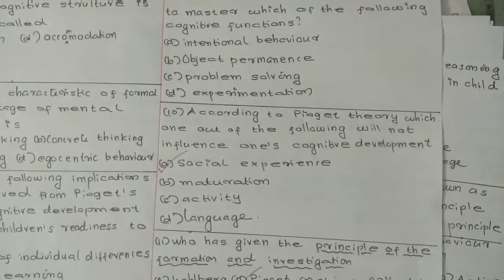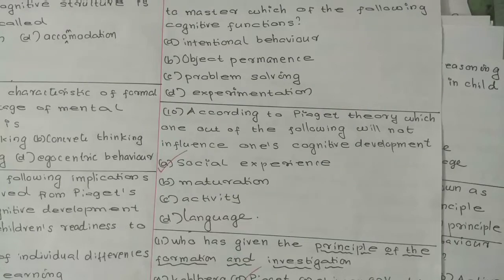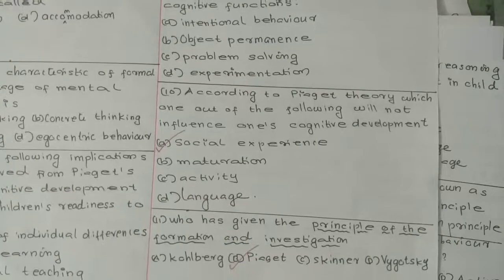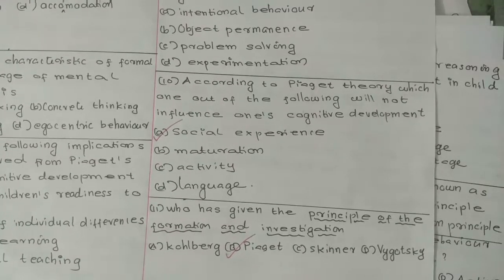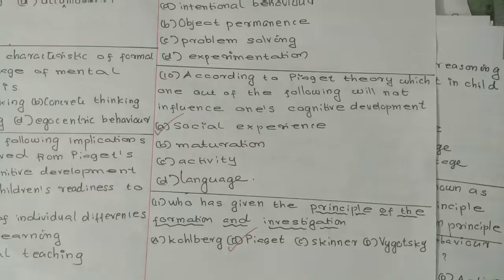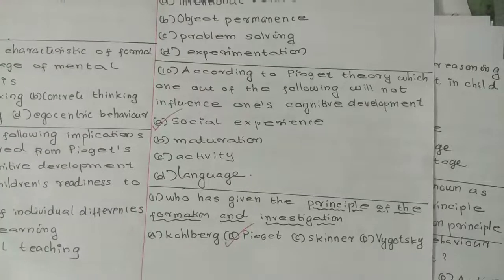Question number 10. According to Piaget's theory, which one of the following will not influence one's cognitive development? Option A, social experience. Option B, maturation. Option C, activity. Option D, language. So answer option A, social experience.